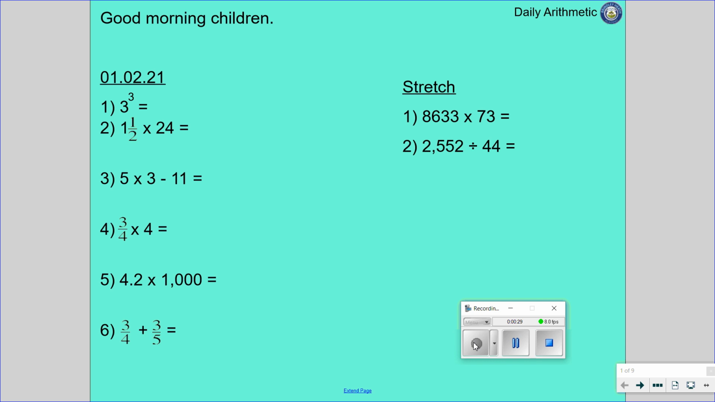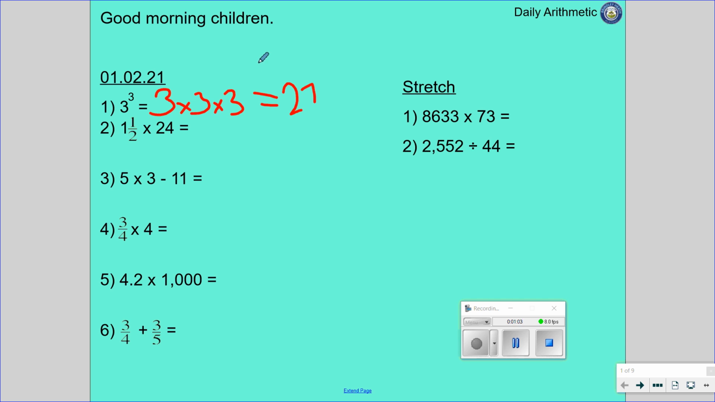Okay, hopefully you've gotten all right with those. Question 1 then, we've got 3 cubed. 3 with a little 3, that means 3 cubed, which means 3 times 3 times 3. To solve that, first of all we need to do 3 times 3, and then times that answer by 3. So 3 times 3 is 9, times that by 3 gives us the answer 27. So remember that little 3 means cubed, which means we need to do 3 lots of it.